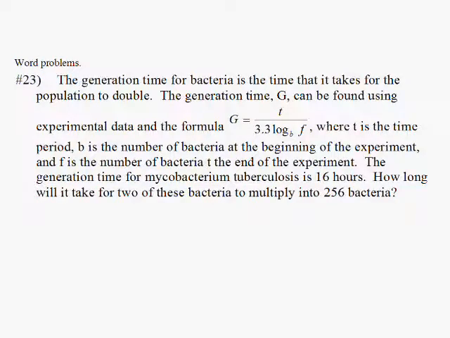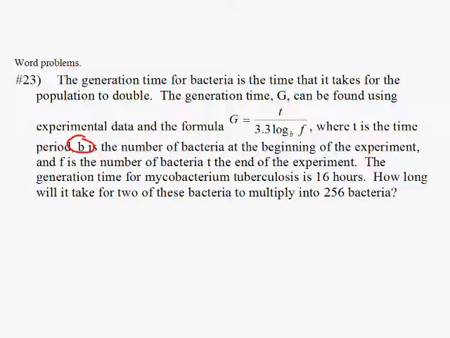Example 23. The generation time for bacteria is the time that it takes for the population to double. Generation time G can be found using the experimental data in the formula. T is the time period, B is the number of bacteria at the beginning of the experiment, F is the number of bacteria at the end. The generation time for Mycobacterium tuberculosis is 16 hours. How long will it take for 2 of these bacteria to multiply to 256?